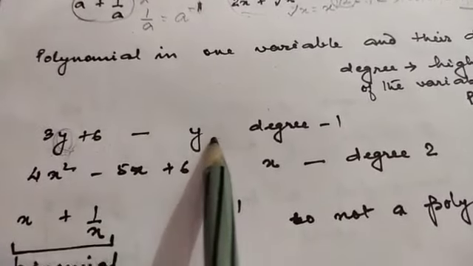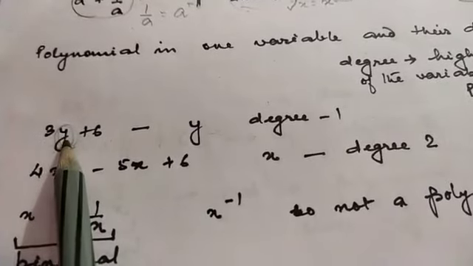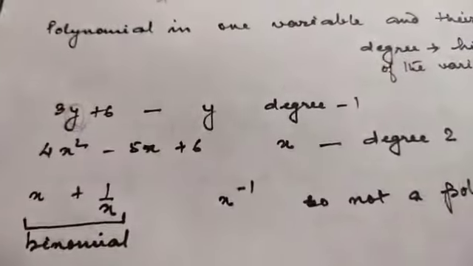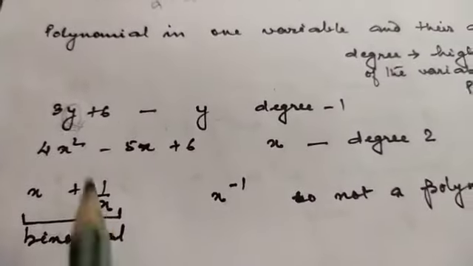Then what is the degree? The highest power that y carries. Degree is of the variable. Okay, the variable is y. And what is the degree? Degree is the power, the highest power.